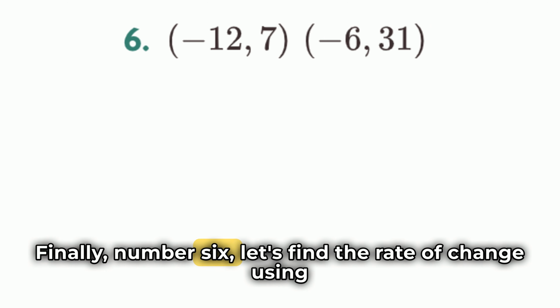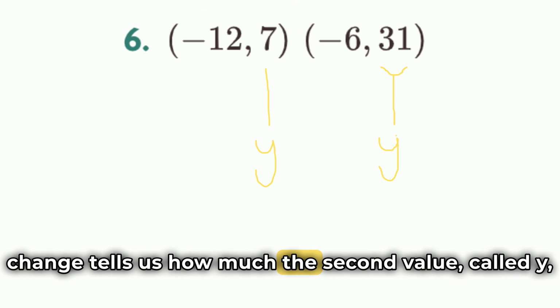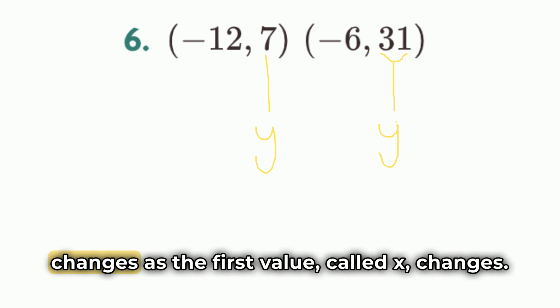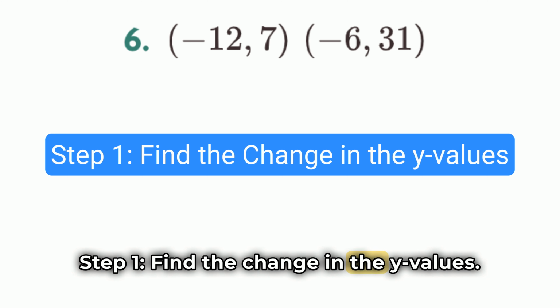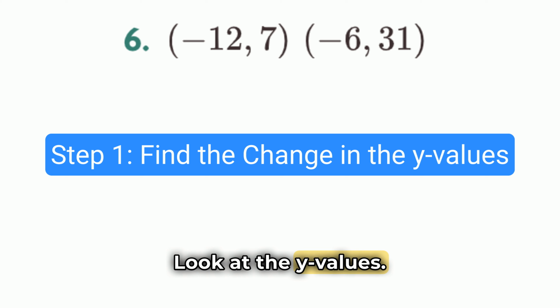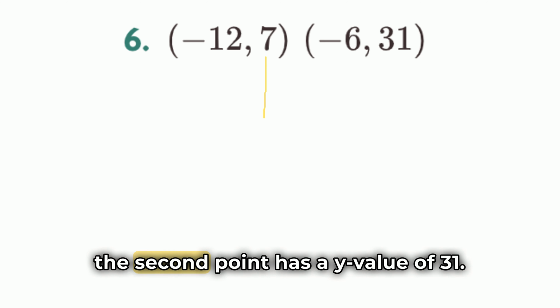Finally, number 6. Let's find the rate of change using the points -12, 7 and -6, 31. The rate of change tells us how much the second value, called y, changes as the first value, called x, changes. Step 1. Find the change in the y values. Look at the y values. The first point has a y value of 7, and the second point has a y value of 31.